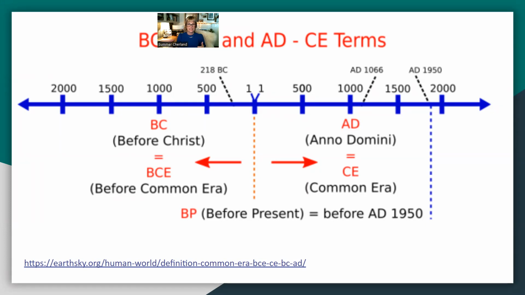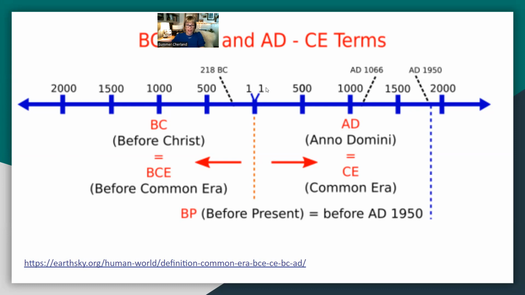So BC and AD are centuries-old terminology. Before Common Era is also used interchangeably with BC. It just references that the year zero happened, and before that, it was Before Common Era. And then anything after the year zero is Common Era. So it really removes the religious or spiritual component. There's a couple other differences, but basically those are the distinctions.